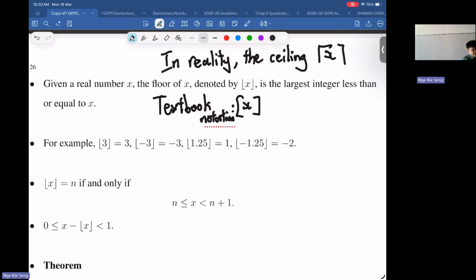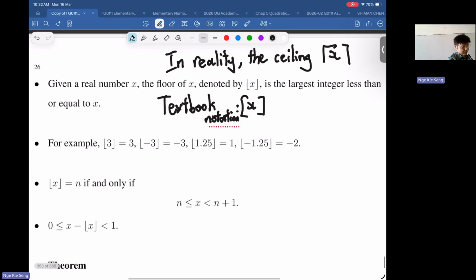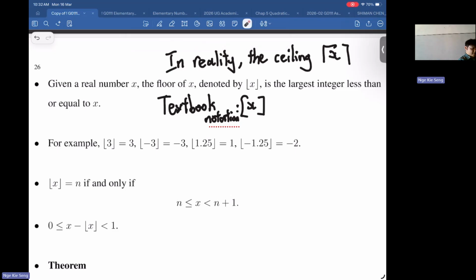So what's the floor here? Well, it's very intuitive. It's the largest integer that's less than or equal to x. For example, the floor of 3 is 3. The floor of -3 is -3. But then the floor of 1.25 is 1. It's not 0, it's the largest integer less than or equal, so it's like you remove the decimal. But for -1.25, the floor of this is -2.